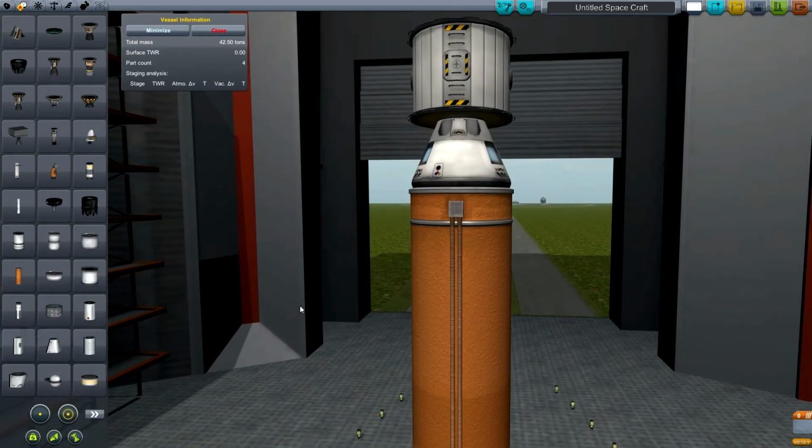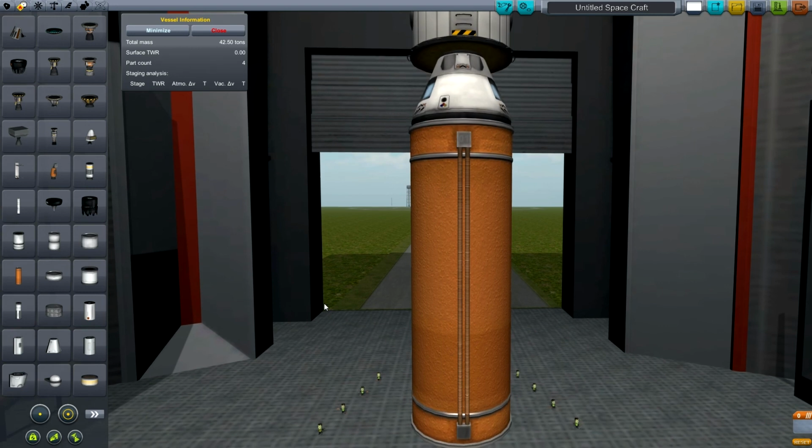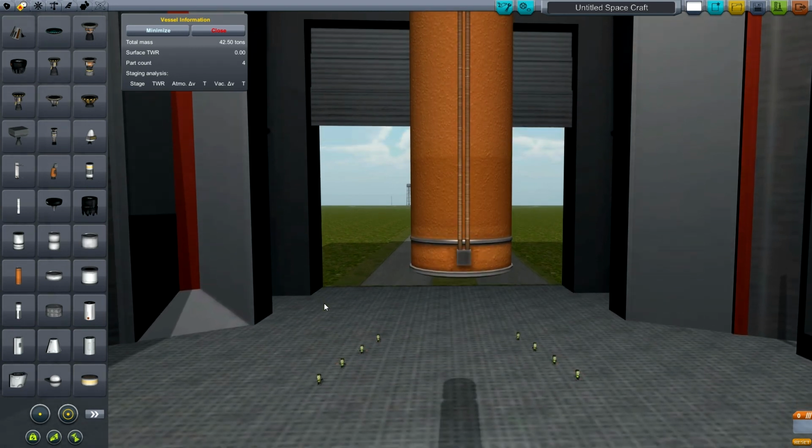So next up, let's take a quick look at what we call a delta V map. I'm going to explain how this delta V map works and also how to read it, and then we will construct a ship using that delta V profile.